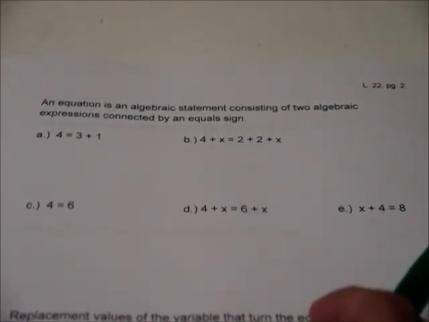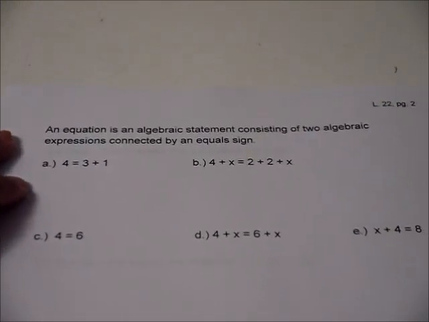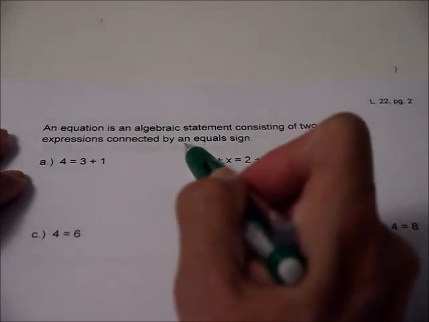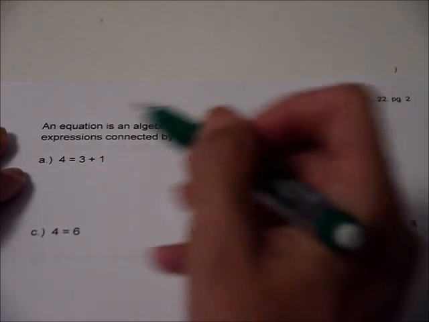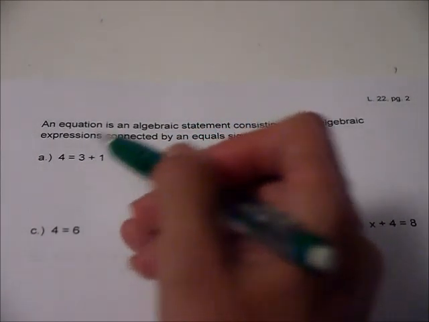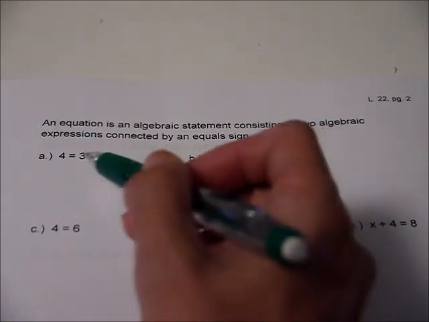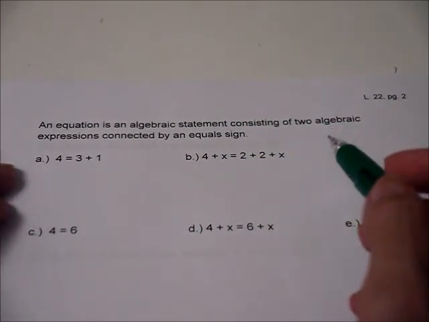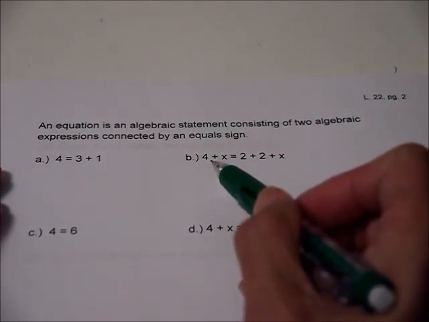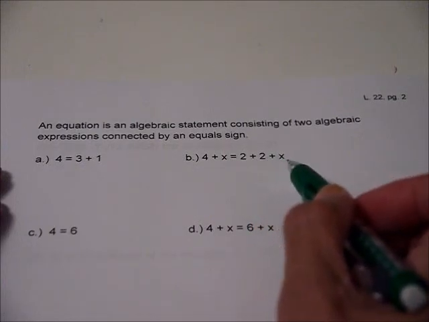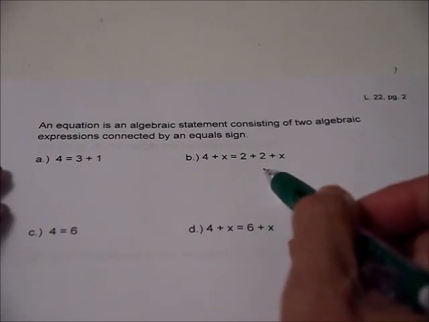Let's look at this. An equation is an algebraic statement consisting of two algebraic expressions connected by an equal sign. So here we are, letter A. This is an equation. 4 equals 3 plus 1, and that actually is true. This one is an equation. 4 plus x equals 2 plus 2 plus x, and that's true.